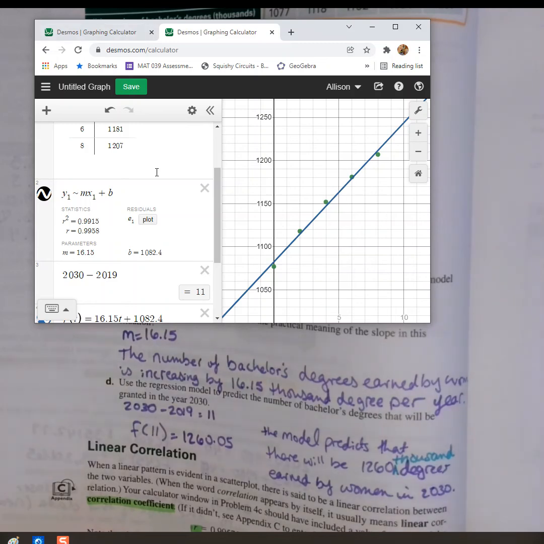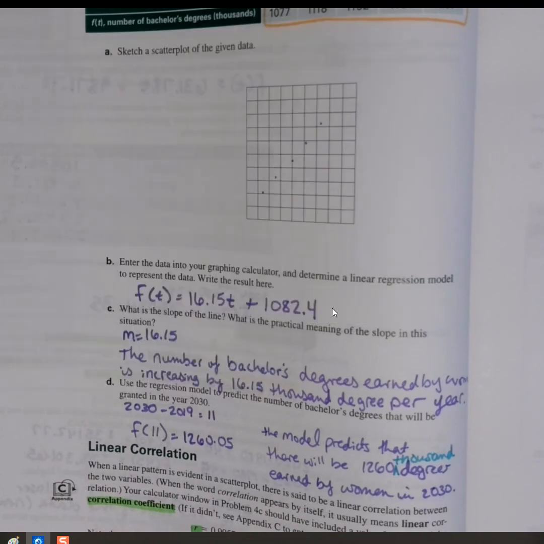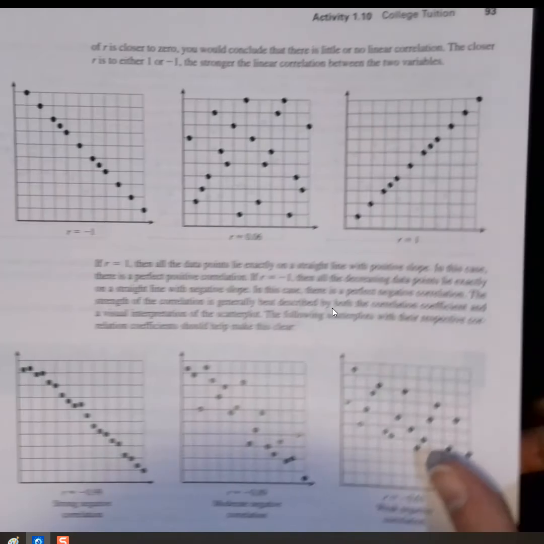Looking back at our previous example, we see a 0.9988. So again, this one is a very good fit to the data with a very high R value, a very high coefficient of correlation or correlation coefficient. You can phrase that either way. Okay, so back to our book page here.